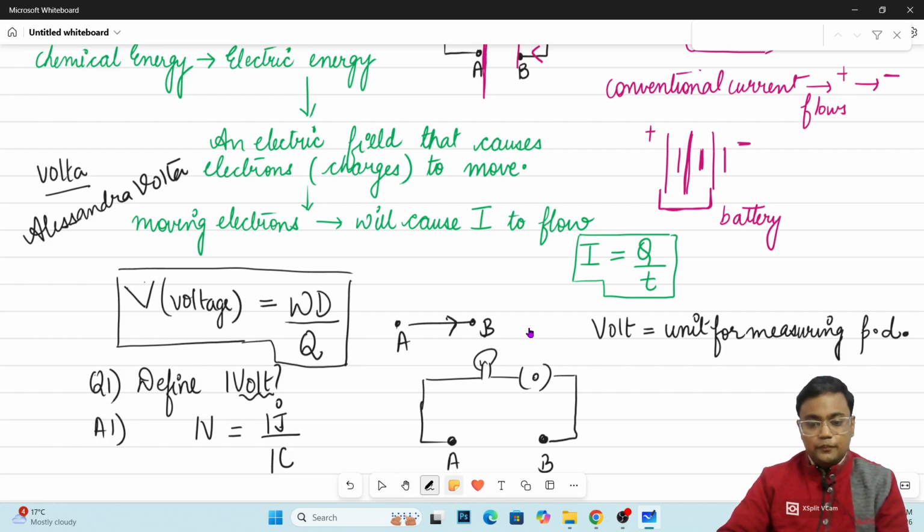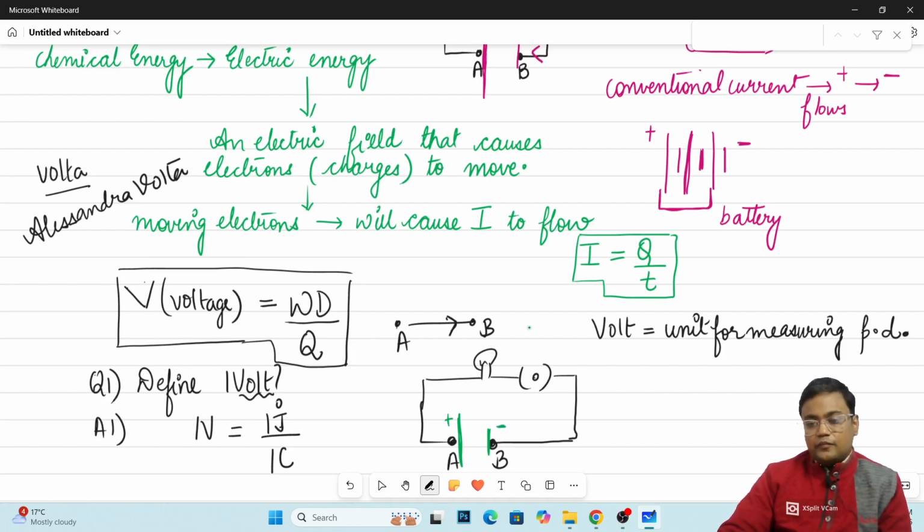Now I am keeping these 2 points closer than before. So let me rub it completely. So here I am keeping them close to each other. Now if I place a cell with one positive, one negative.